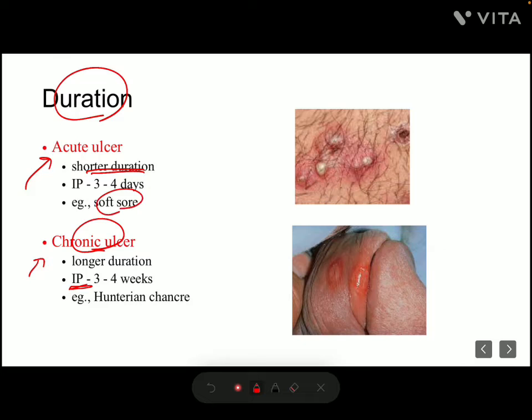Example for acute ulcer, soft sore. Soft sore is caused by the Haemophilus ducreyi organism, which is a sexually transmitted organism. These are painful ulcers, painful sores that also cause acute lymph node enlargement. Well, Hunterian chancre, as I've already told, occurs in stage 1 of syphilis. Usually it occurs over your external genitalia. As you can see here, you can see the Hunterian chancre over the penis.